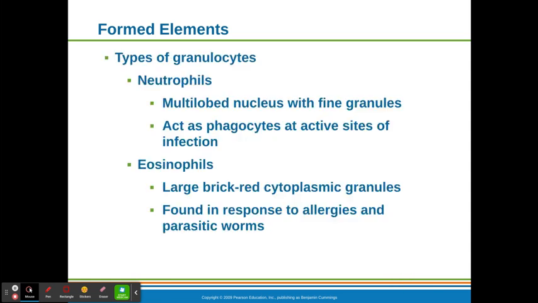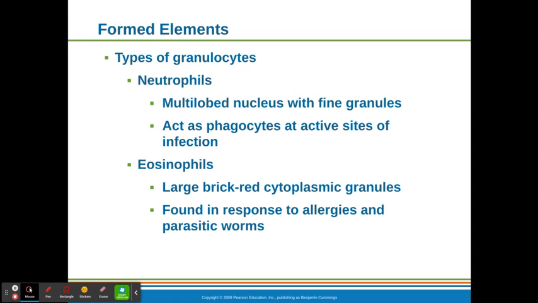Okay, so with our granulocytes, our neutrophils, these are multi-lobed. They act as phagocytes at active sites of infection. So if you have, let's say, a pretty deep cut, you went to the doctor, had to get stitches, and maybe that cut didn't get cleaned out all the way, neutrophils will go in and try to get rid of any infection that's there.